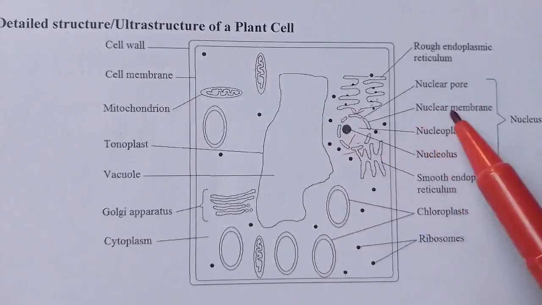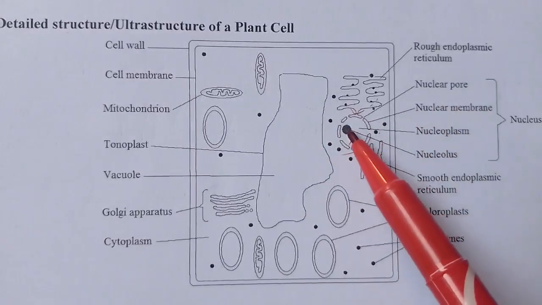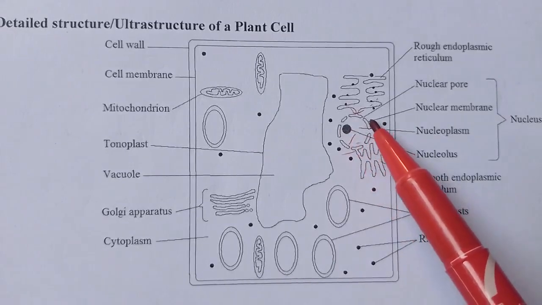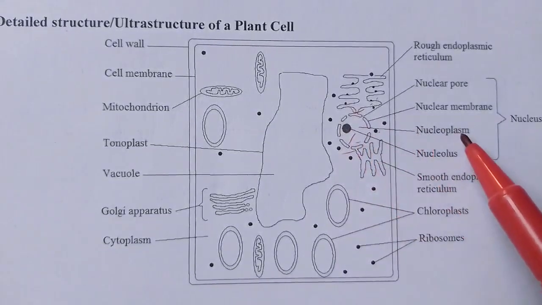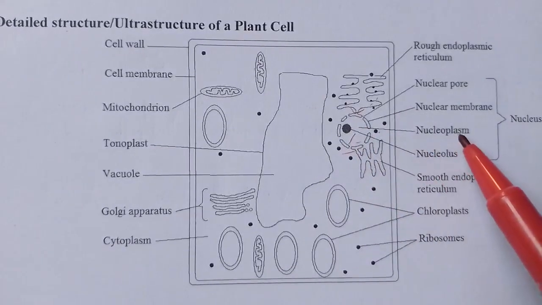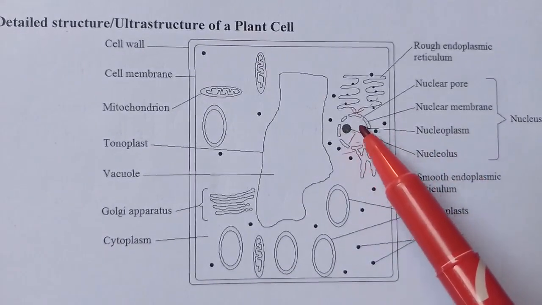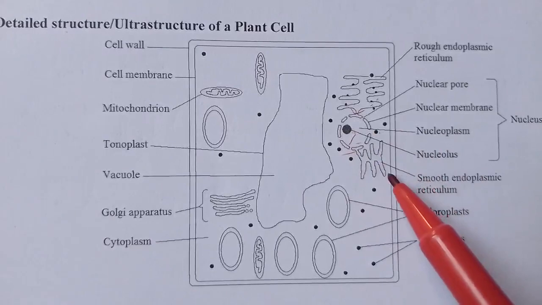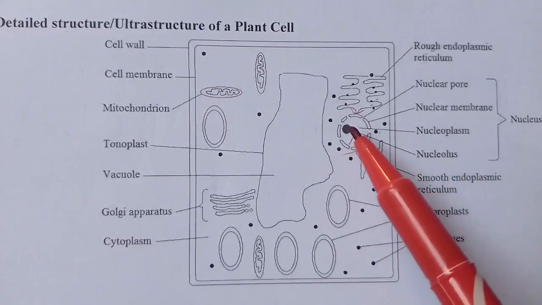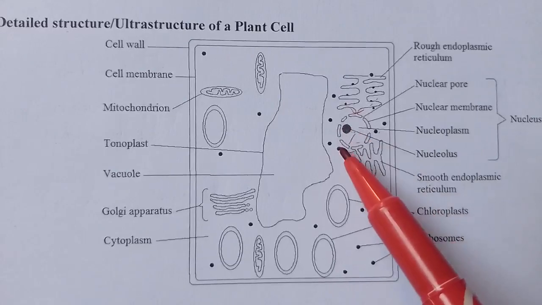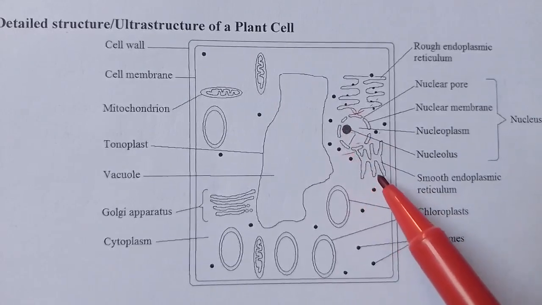We've got a nuclear membrane. Have you seen a nuclear membrane? Yeah, those structures there. Then we've got nucleoplasm. This one here. Then we've got nucleolus. This one that is there. Have you seen where it is pointing there? That is what you need to know.